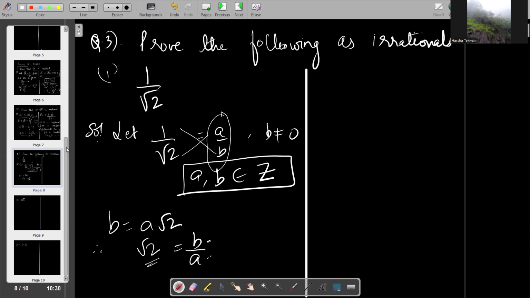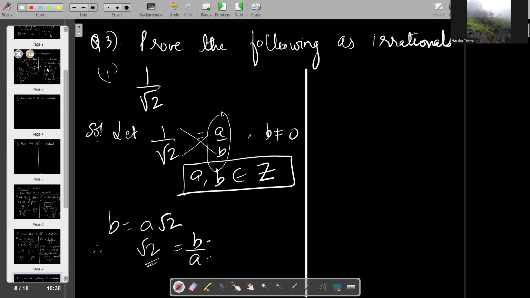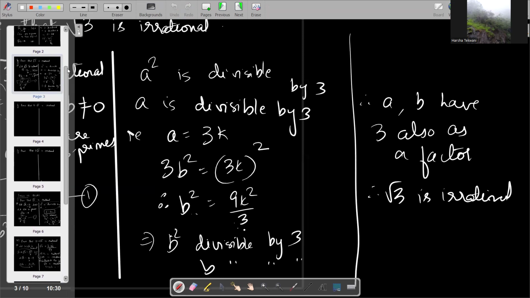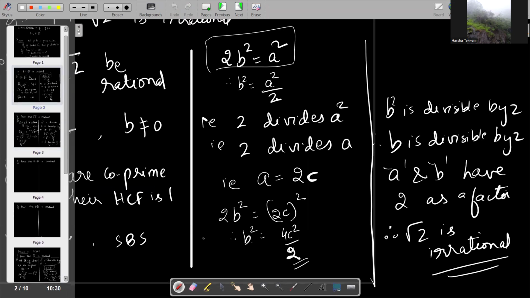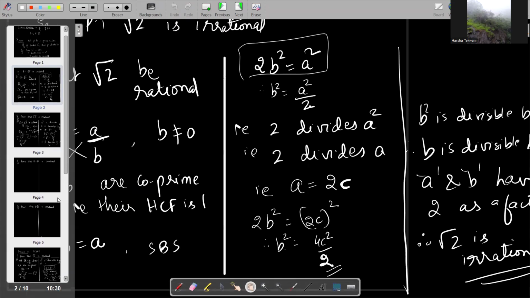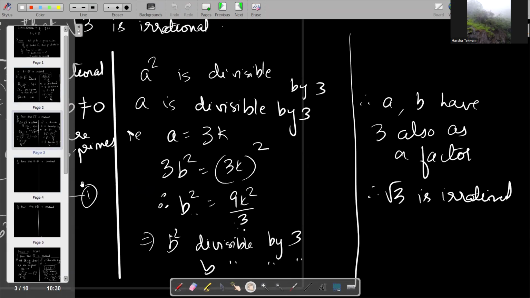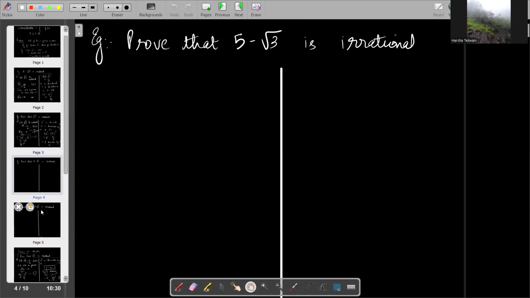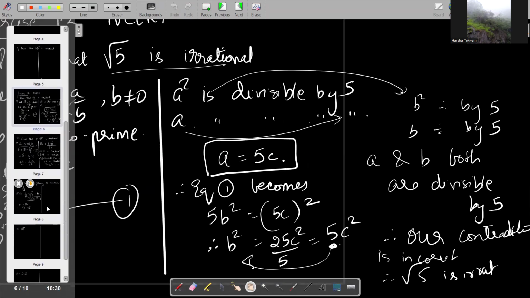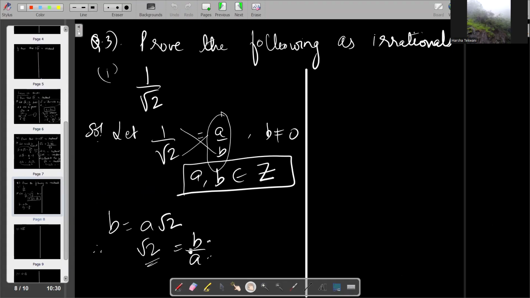Left hand side, we have already proved in the first example itself that root 2 is irrational. So what is happening? Our left hand side is not matching right hand side. Right hand side is rational, LHS is irrational. So it contradicts our fact that root 2 is irrational. 1 by root 2 is irrational.